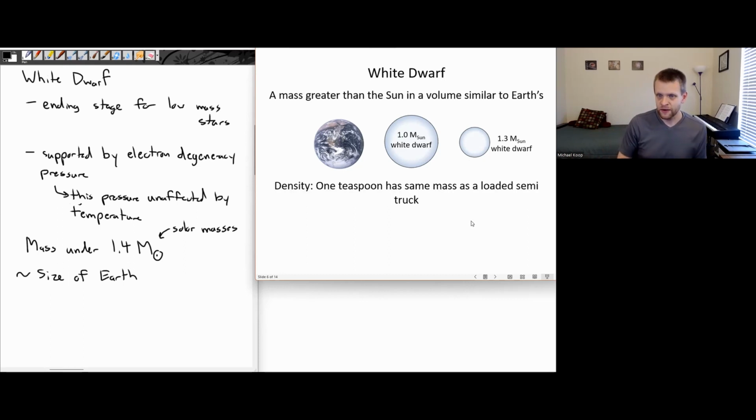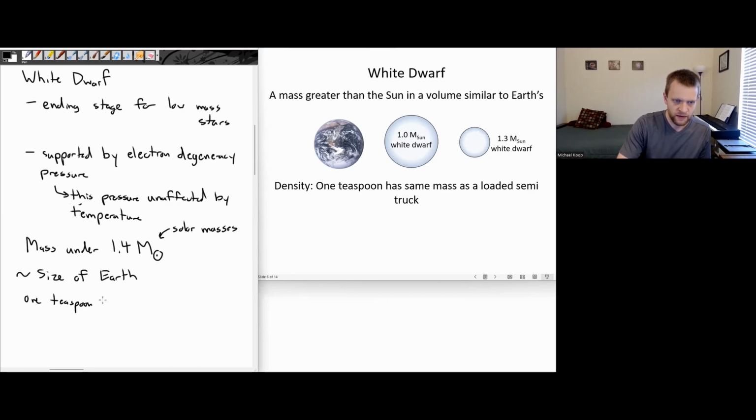In terms of the density, if I had just a little teaspoon of this white dwarf material, it would have the same mass as a fully loaded semi-truck. This is incredibly dense material. If you actually had that material here, it would violently explode, because it is so compressed. Unless it's being held together by that extremely strong gravitational force, this thing would just detonate itself. So density, 1 teaspoon is around the mass of a truck.